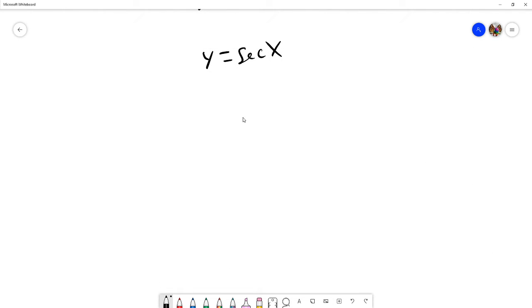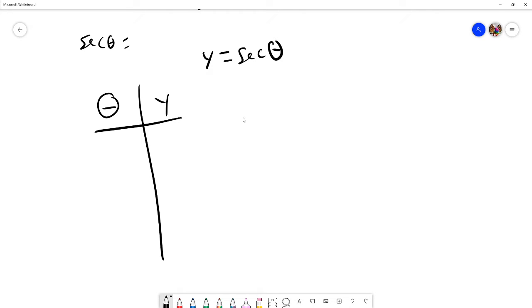So for secant x or secant theta, secant theta. All right. So y is equal to secant theta. We can start by making a table of values. So theta, y, and we can start plugging in values. To understand what's going on, we gotta remember that secant theta is equal to 1 over cosine theta.